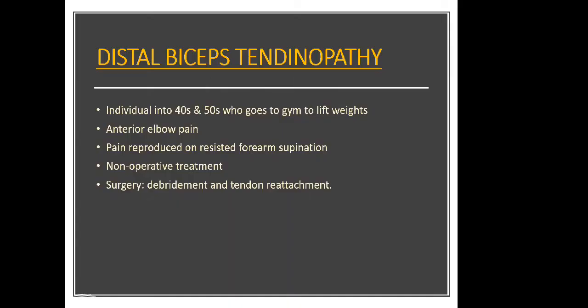So one or two slides on distal biceps tendinopathy. Distal biceps tendinopathy occurs in individuals around their 40s to 50s who go to the gym to lift weights. They will have anterior elbow pain, and the pain will reproduce on resisted forearm supination. Treatment is non-operative, with lifestyle modification and rest. Surgical treatment is debridement and tendon reattachment for tendinosis.